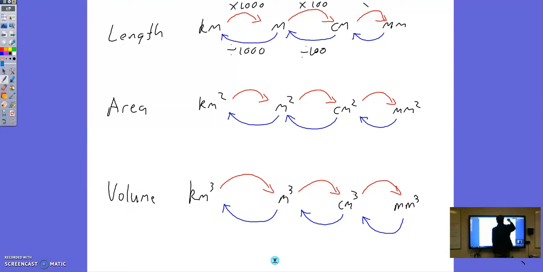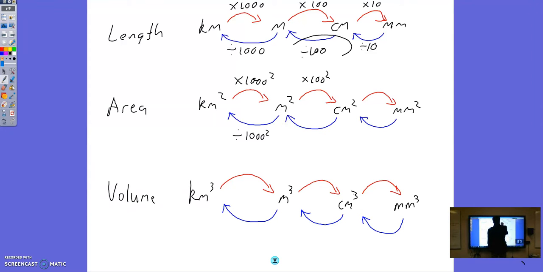Centimeters to millimeters, we times by 10. And millimeters to centimeters, we divide by 10. Now, when we come to area, all these measurements are squared. So when we're going from kilometers squared to meters squared, we are timesing by 1,000 squared. When we're going the other way around, we are dividing by 1,000 squared. And so on, meters squared to centimeters squared, we multiply by 100 squared.